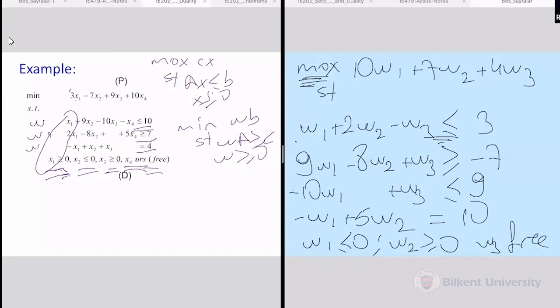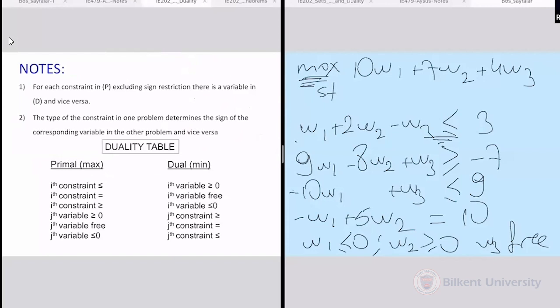I missed it, because W3 is written for the third constraint, and the third constraint is equality. Be careful. Now, let's go back here. Variable and constraint are actually coming in pairs. So we have proved that for equality constraints, we're going to have free variables, and for free variables, we're going to have equality constraints.